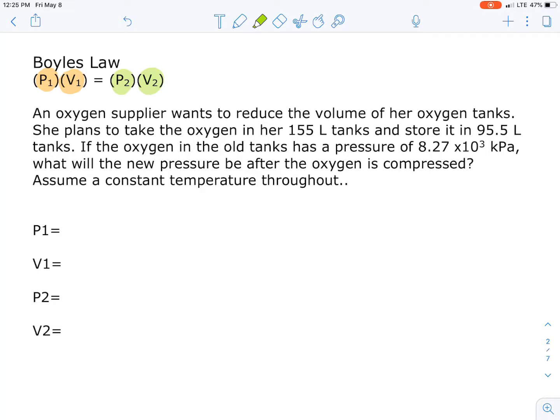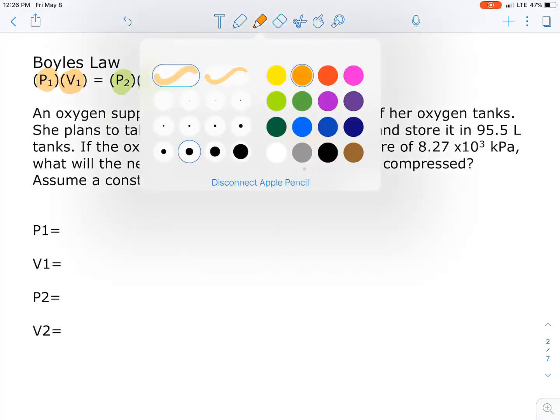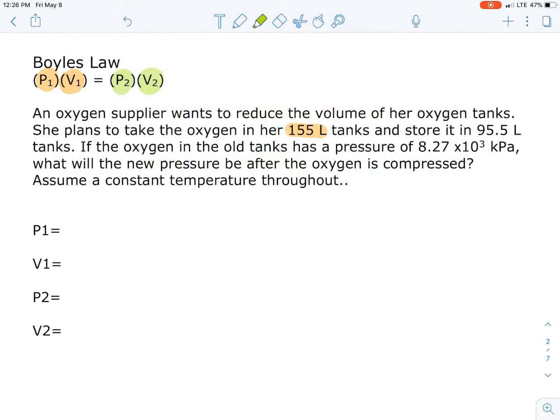All right, so we have an oxygen supplier who wants to reduce the volume of her oxygen tanks. She plans to take the oxygen from her 155-liter tank. Let's call that V1, and store it in a 95.5-liter tank. Hey, that's a V2, right? And we just have to make sure we match these things up right. So we'll keep going here.